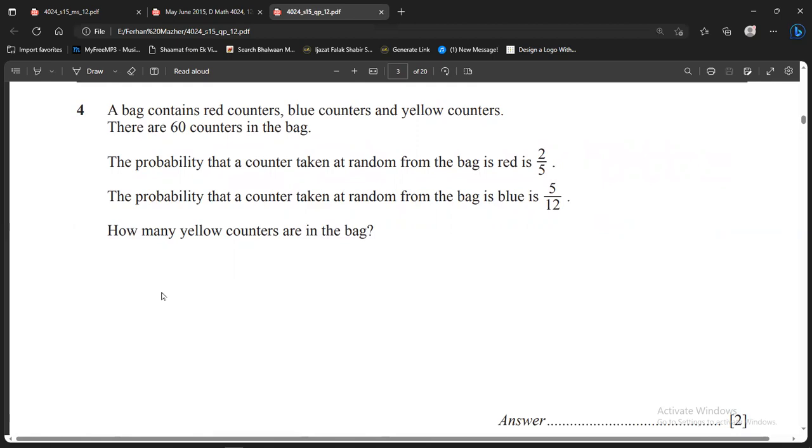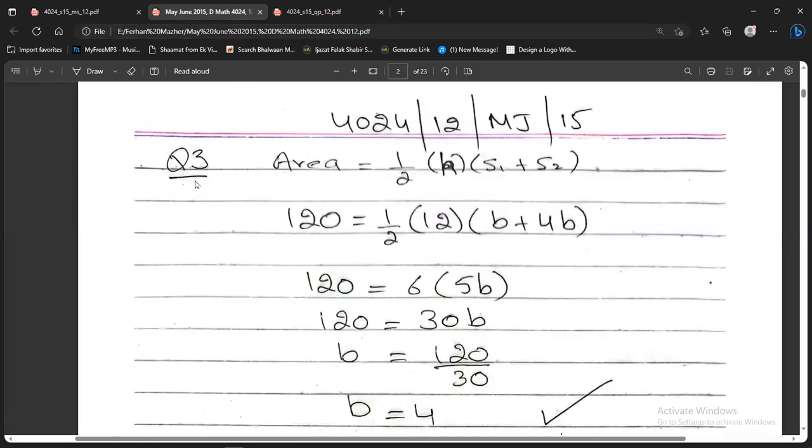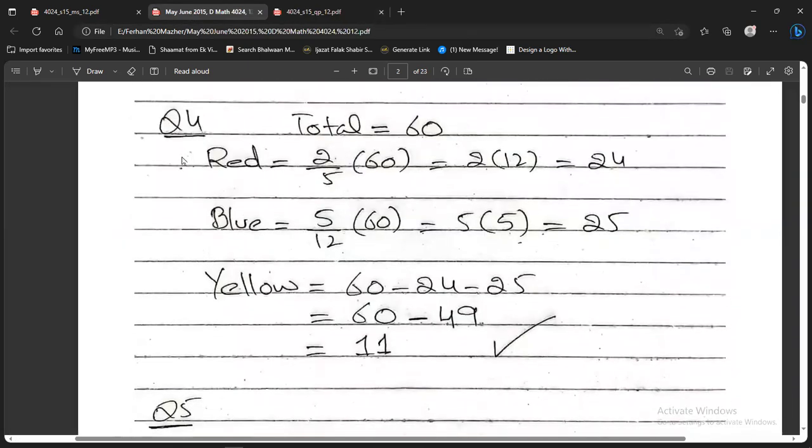Because there are only 3 colors and the probability for the red and the blue is given, we want to find out the counters which are yellow. So here I have done a different method. The probability of the red is 2 by 5. The total is 60, so I can calculate how many reds there are. 2 by 5 into 60, that will be 2 into 12, and that will be 24. The blue probability is 5 by 12. So 5 by 12 multiplied by 60, that will be 5 into 5, that's 25.